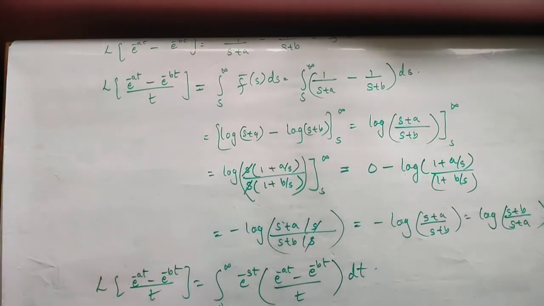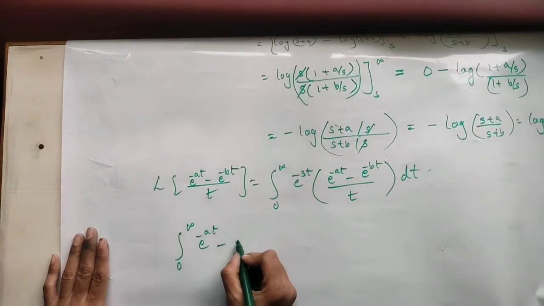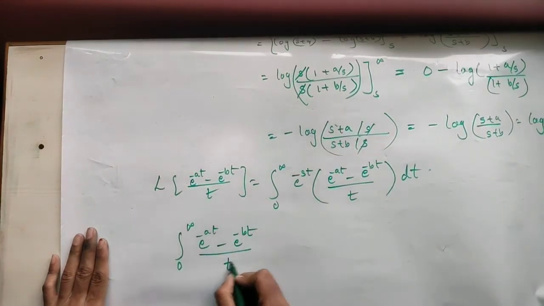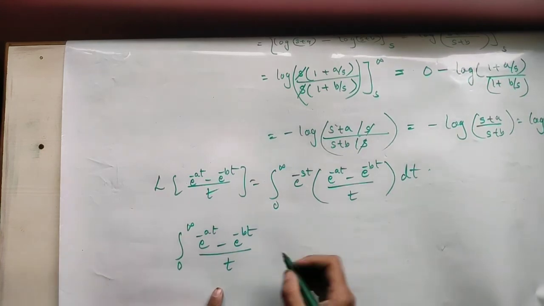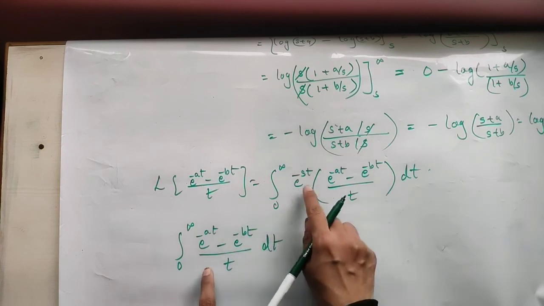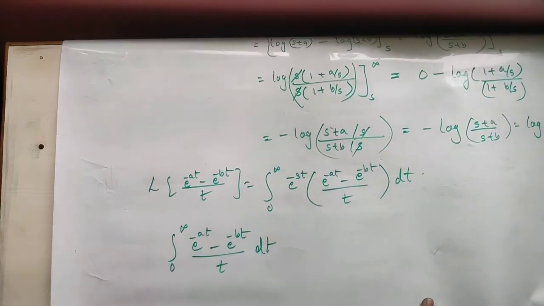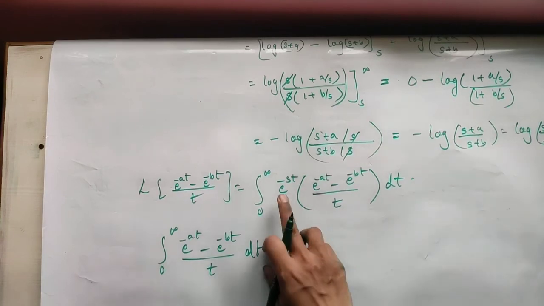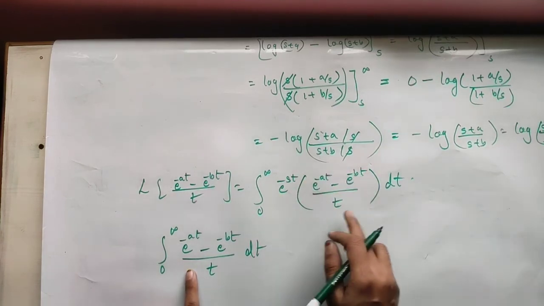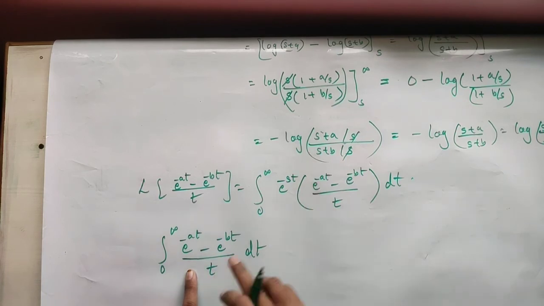Now just compare this with that. You are actually working for integration from 0 to infinity, e to the power minus at minus e to the power minus bt divided by t. You are working for this. Now compare this integral with this into dt. Except e to the power minus st, everything is there. It means once again s should be 0. S must be 0. From this to come to this, you must have s to be 0. Is it not?